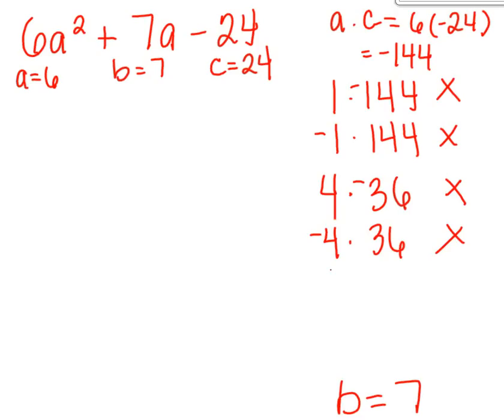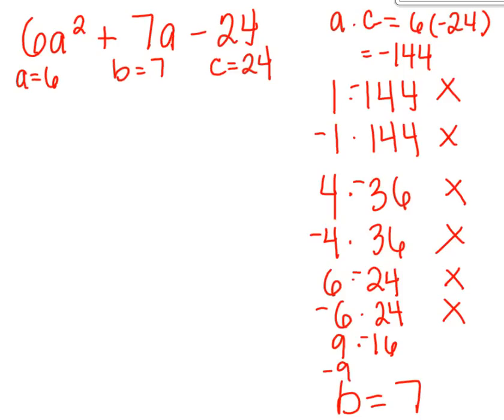Okay, so what do I have? 6 times 24. So 6 times negative 24, negative 6 times 24. Neither of those are going to give me a 7. So I'm just going to keep looking and trying. And I see this 9. 9 times 16. 9 times negative 16. Negative 9 times 16. I think that this one right here is going to give me that 7. So I think that's the one that I want.